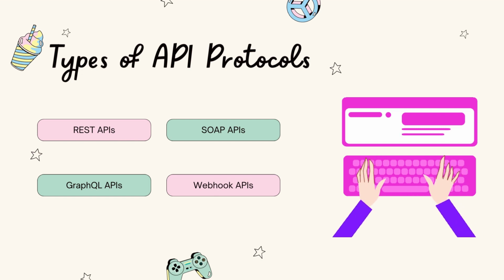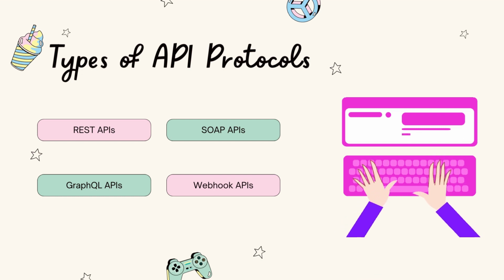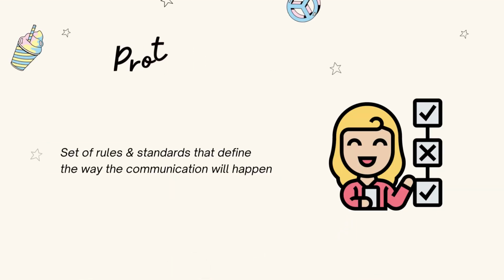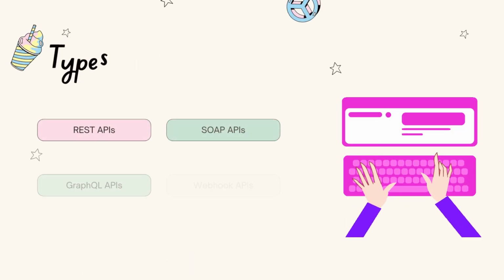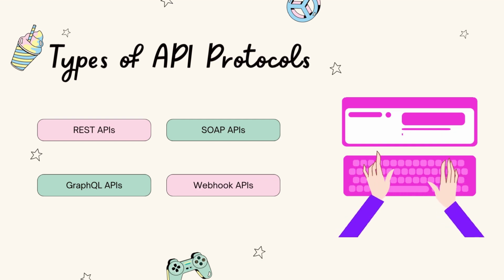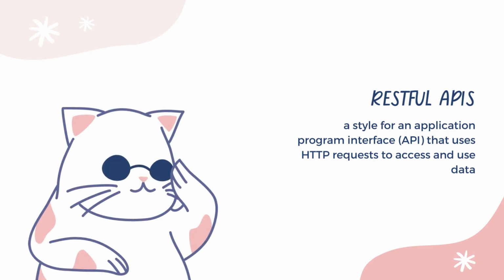In APIs, there are a lot of API protocols available, and when we say protocols, that means a set of rules and standards that define how the communication will happen. So there are REST APIs, so that's one kind of protocol. We have SOAP APIs, we have GraphQL APIs, and we have webhook APIs. For the sake of this video, we are just gonna speak a bit about REST APIs. They are a style of an application program that uses HTTP requests to access and use data.